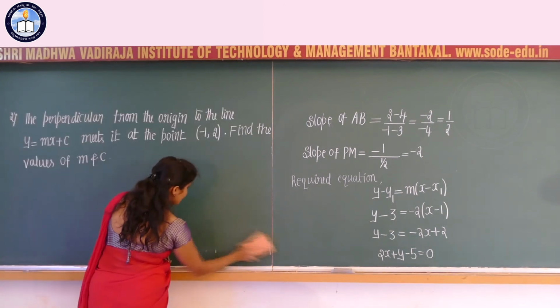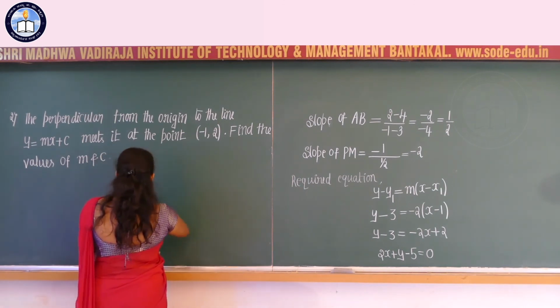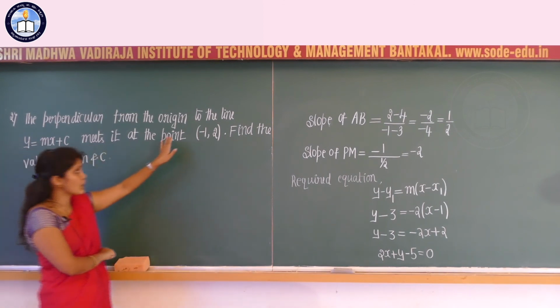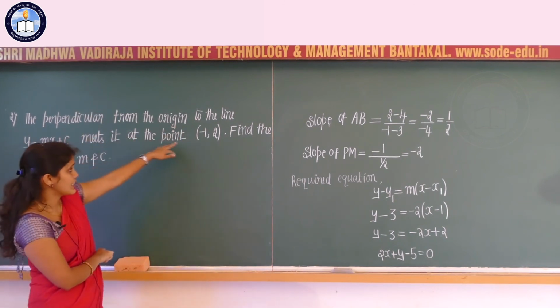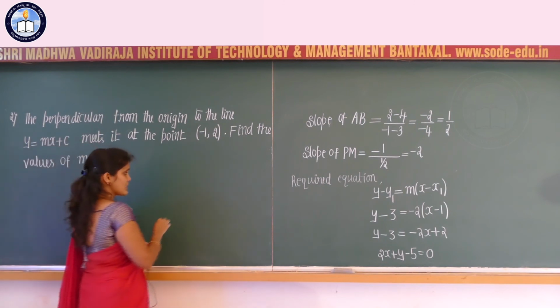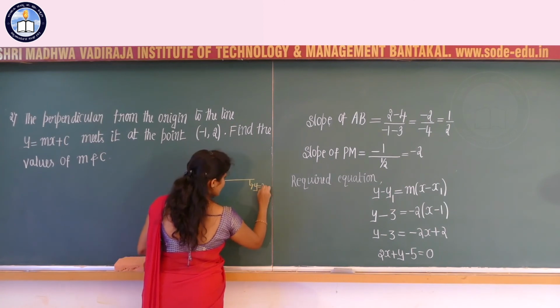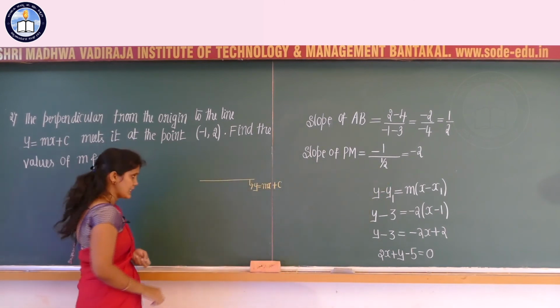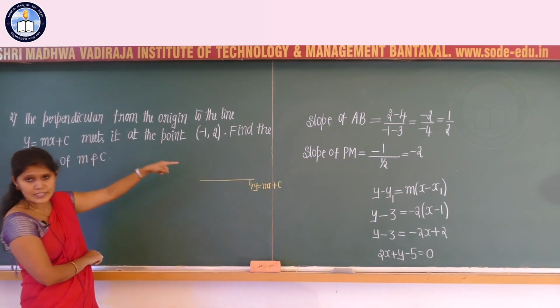The perpendicular from the origin to the line y is equal to mx plus c. Perpendicular is drawn from the origin, that is the coordinates 0, 0, to the line y is equal to mx plus c, and meets it at the point minus 1, 2. So let us draw the rough diagram. Somewhere here I am going to consider this as the line y is equal to m into x plus c, and the perpendicular is drawn from the origin to the line.